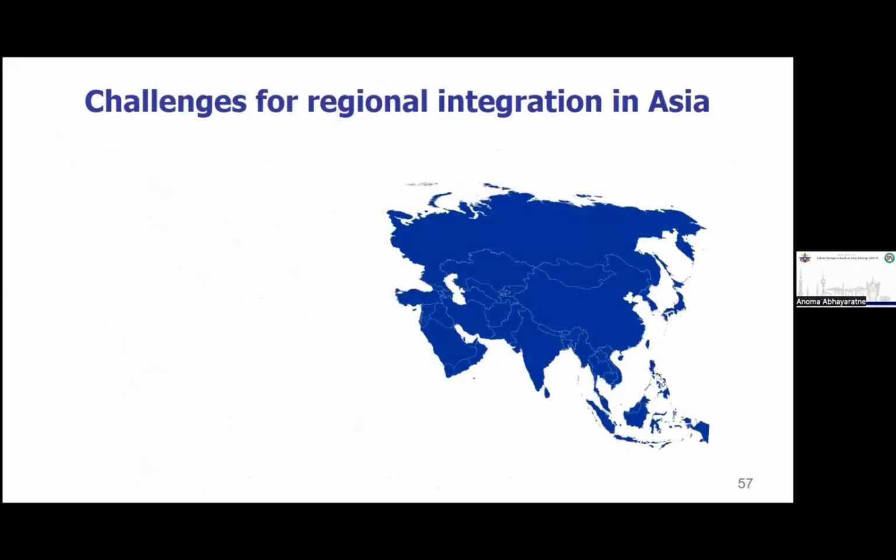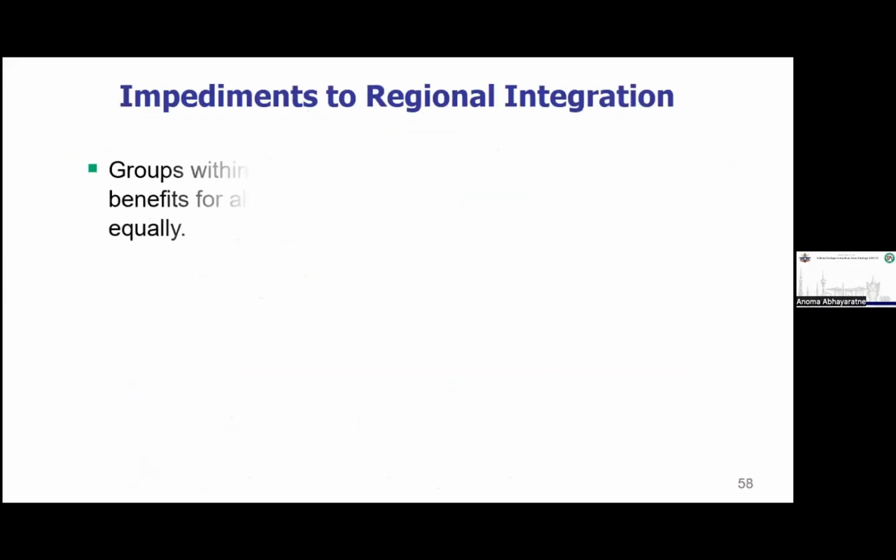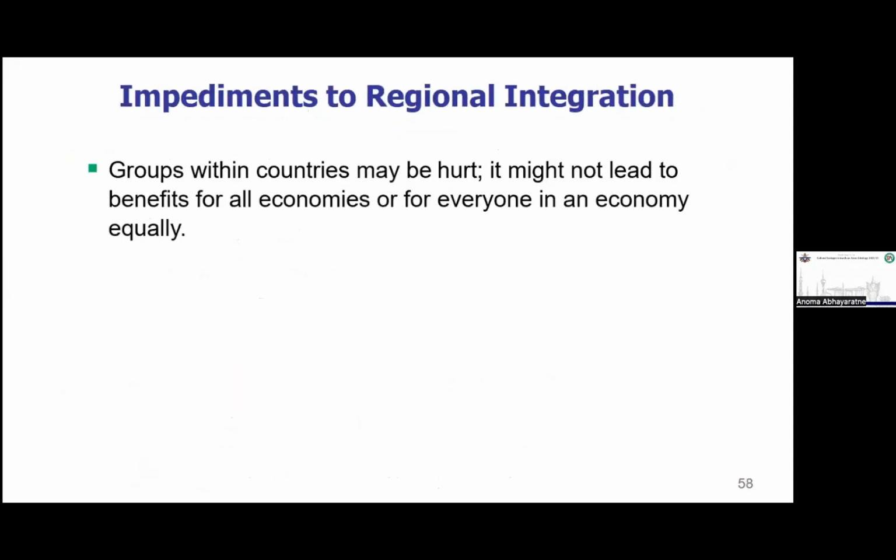What are the challenges in regional integration in Asia? I go through this quickly. Regional integration can hurt some countries. It might not lead to benefits for all economies, for everyone in an economy equally.